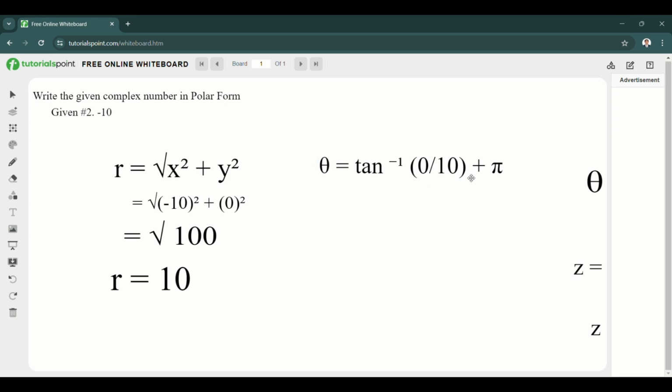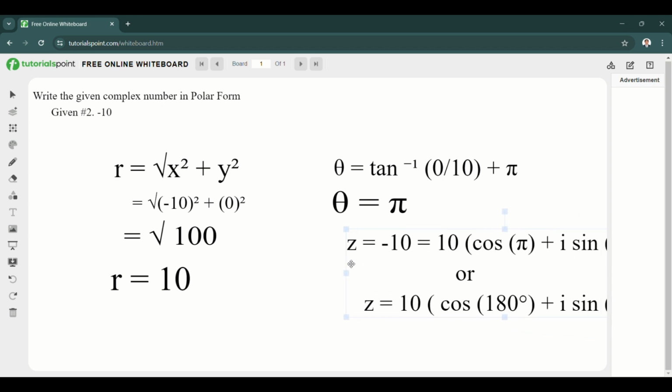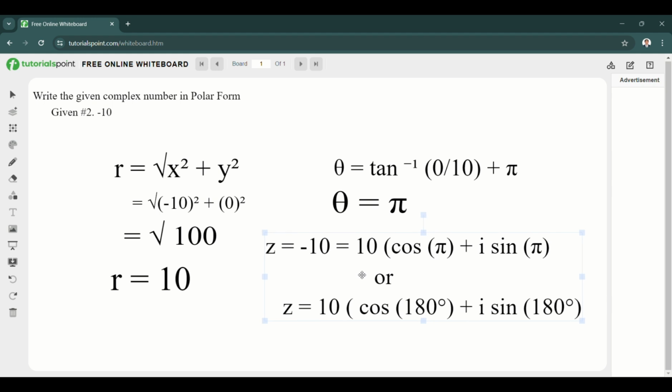0 over 10 is simply 0, but here negative 10 lies on the negative x axis. So we will add a pi. Then theta is equal to pi. Theta is also equal to 180 degrees. So the polar form of negative 10 is z equals negative 10 equals 10 cosine pi plus i sine pi, or z equals 10 cosine 180 degrees plus i sine 180 degrees.